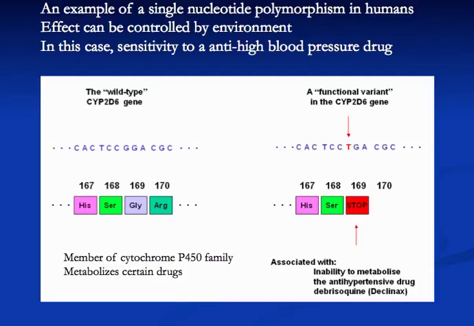Now you can see how useful this might be to know this. So now rather than testing by just treating people with this drug, you can do a simple test to determine whether or not they have a functional wild type copy of this gene. If they don't, then the doctor can't use Declinax to treat their high blood pressure.